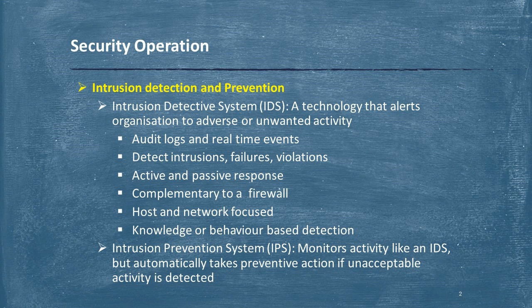IDS is a technology that alerts the organization to adverse or unwanted activity. When something goes wrong, you get alerts. Also, audit logs get created on the real-time events. It detects intrusions based on rules. It also detects failures, violations, and whatever unwanted activity is already documented as a rule. Active and passive response is possible from IDS. This is in addition to the firewall device, the IDS or IPS.